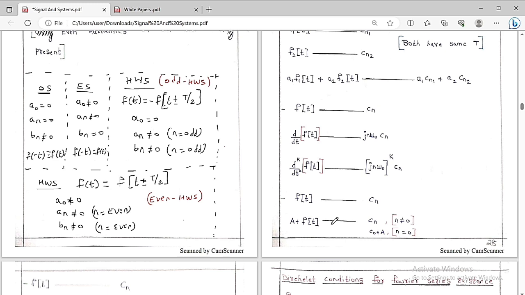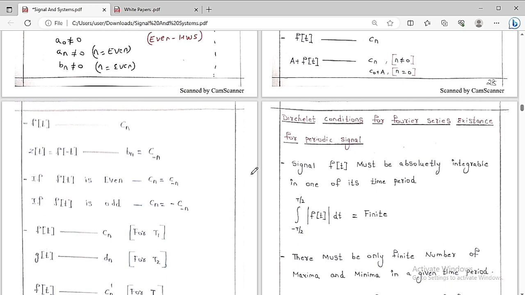which is C naught plus A. And for f of t, the Fourier coefficient is Cn, and f of minus t will have the Fourier coefficient C of minus n. So for f of minus t, I am going to assume the coefficient is Bn.